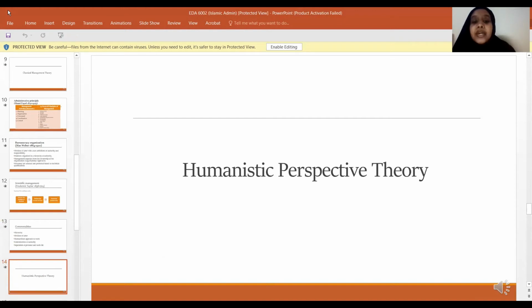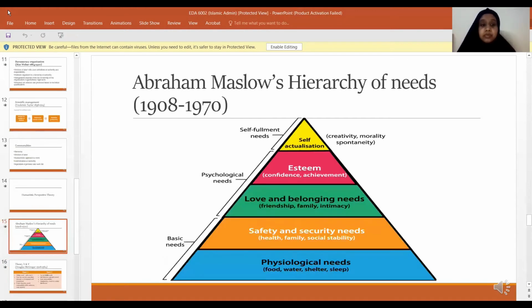The second part is the humanistic perspective theory. Humanistic perspective theory, according to Abraham Maslow, is about the needs of humans. Humans need physical basic needs, which are food, water, shelter, and sleep. Also, they need safety and security needs: health, family, social stability, and the social need, which is love and belonging. Also, esteem, which is confidence and achievement in this life, and self-actualization, which is creation, morality, and spontaneity. Also, this is the self-fulfillment need.